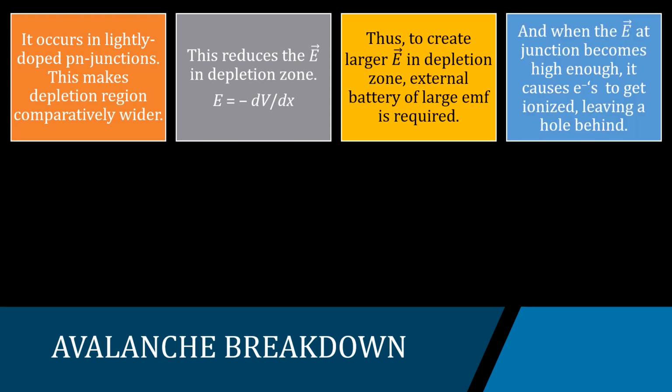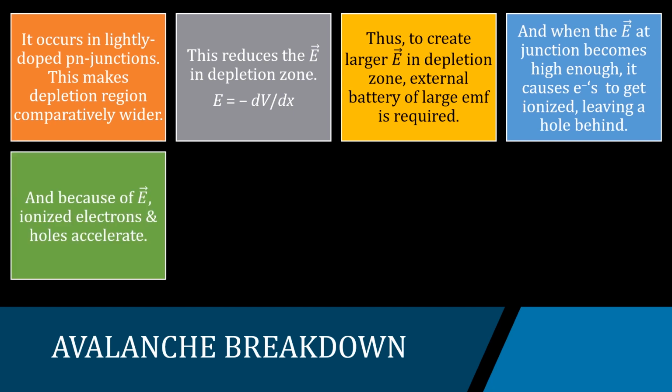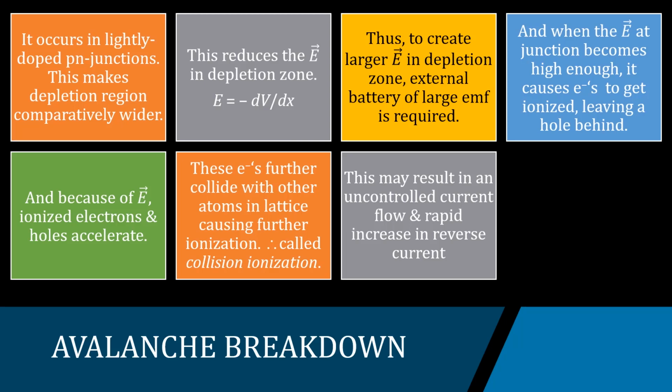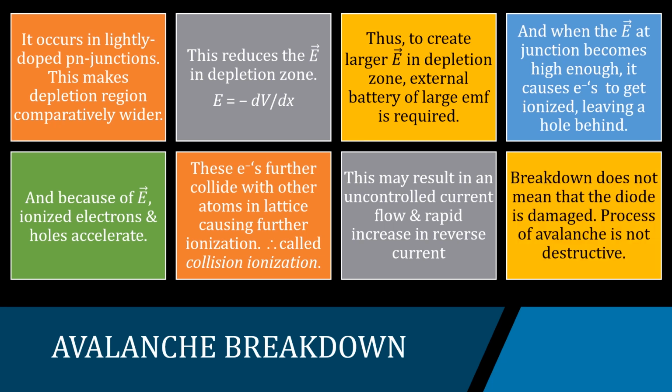And because of that, the electric field at the junction becomes very high and it causes the electrons to get ionized. And when this happens, it leaves a hole behind. But it just doesn't happen with one electron, it happens with many electrons and many holes. And this very same electric field will accelerate the electrons as well as holes. This may result in rapid increase in the reverse current. Therefore, such a breakdown is called avalanche breakdown. Breakdown does not mean that diode is damaged. The process of avalanche is not destructive.